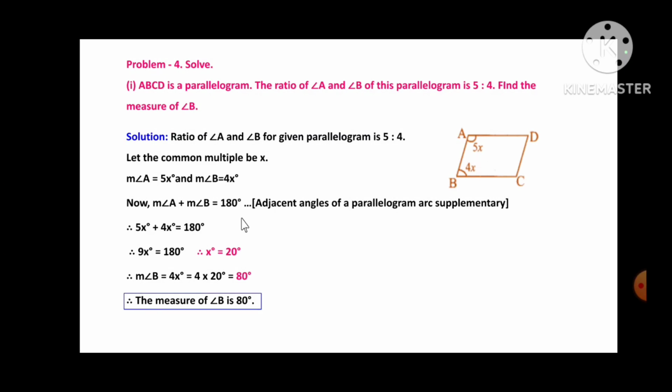Now angle A plus angle B is equal to 180. The adjacent angles of a parallelogram are supplementary. So 5x plus 4x is equal to 180. Therefore 9x is equal to 180. Therefore x is equal to 20 degree. Measurement of angle B is equal to 4x, which is 4 into 20, that is 80 degree. So the measure of angle B is 80 degree.